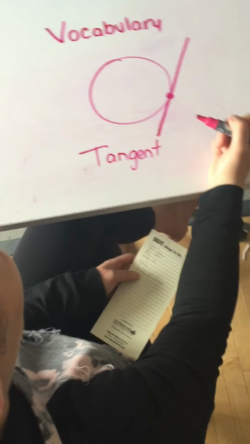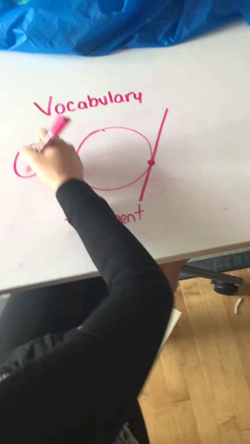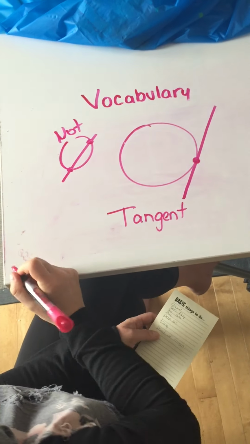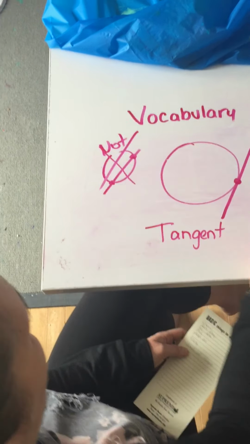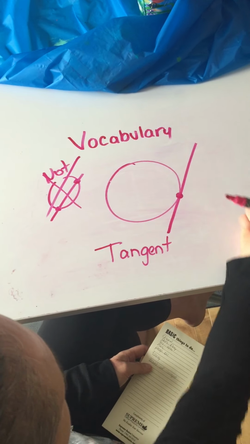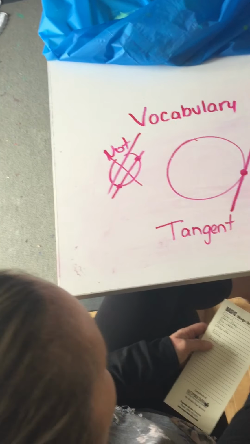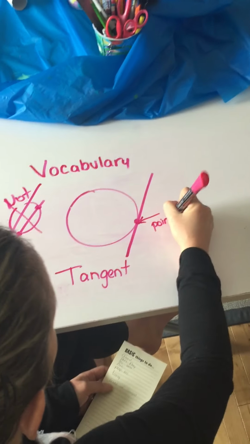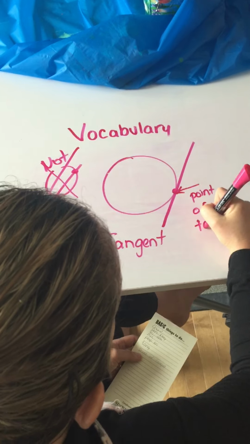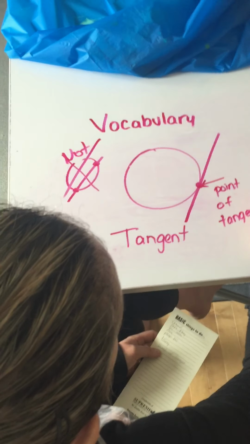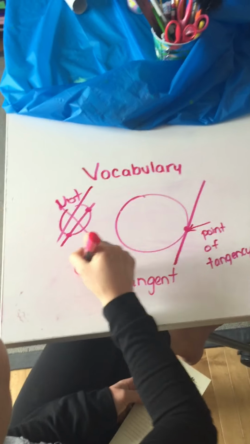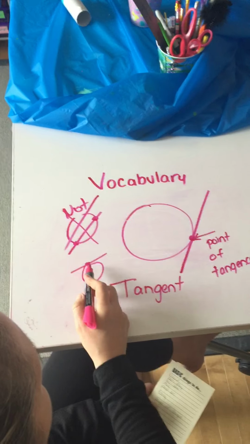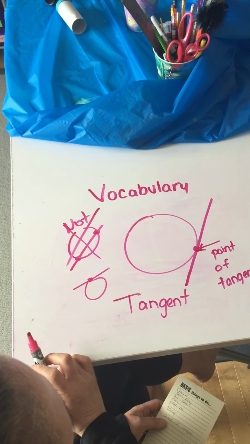This line is tangent to the circle, whereas this line is not because it's touching the circle in 2 spots. So that is not a tangent. Where this one touches in one spot, it is tangent to a circle. And right where it touches is the point of tangency. So here's another example of a tangent. That line is tangent to the circle. Where it touches is the point of tangency.